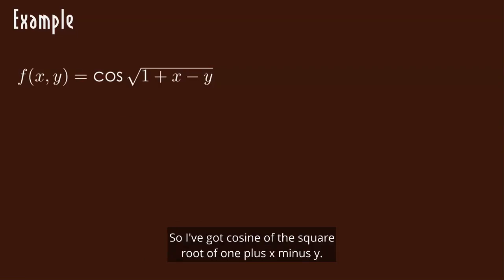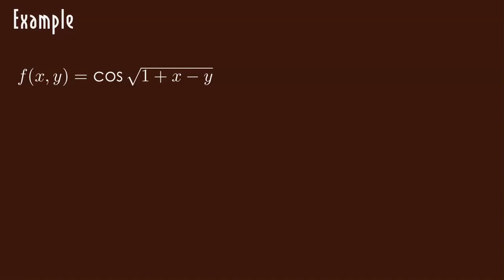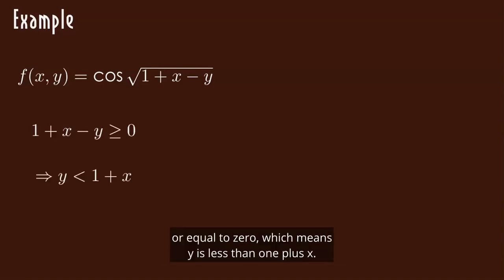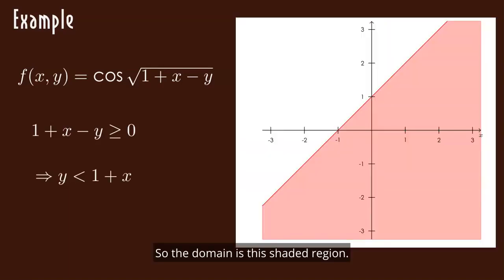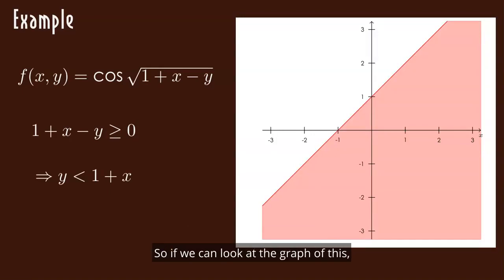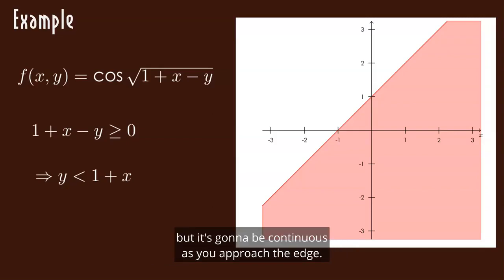So I've got cosine of the square root of 1 plus x minus y. The domain, well, under the radical has to be greater than or equal to 0, which means y is less than 1 plus x. So the domain is this shaded region. At this hard line here, that's where 1 plus x minus y is equal to 0, and cosine of 0 is 1. So if we look at the graph of this, it's actually sitting up on 1. So this is the domain of the function. It's going to be continuous everywhere, except it's going to stop at the edge, but it's going to be continuous as you approach the edge. So this function is continuous everywhere on its domain.